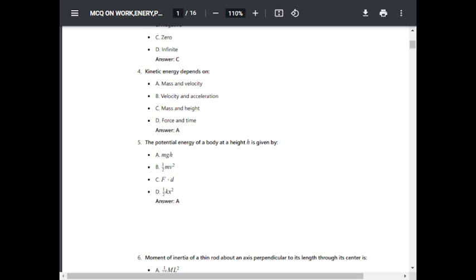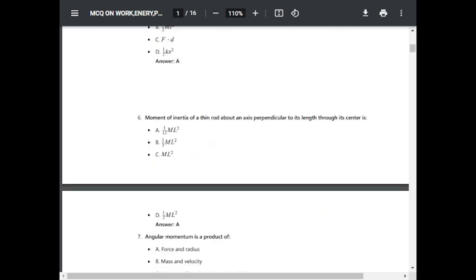Question number 5. The potential energy of a body at a height h is given by option A mgh, option B 1 by 2 mv square, option C F into d, option D 1 by 2 kx square. The potential energy of a body at a height h is given by mgh. Hence option A is correct.